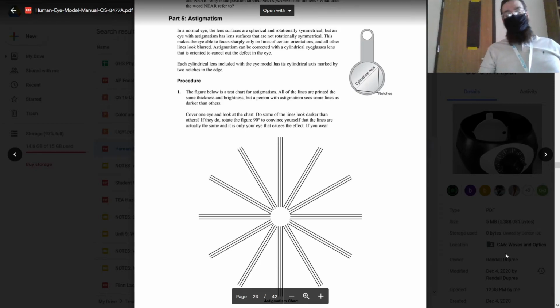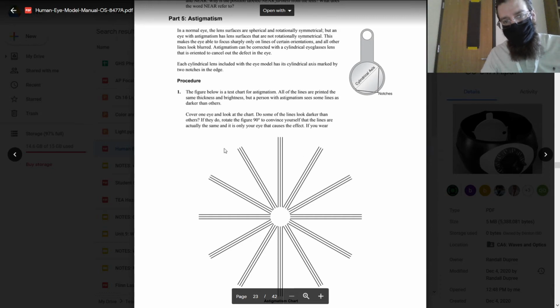Today in the physics lab, we're going to look at astigmatism. With astigmatism, essentially your eyeball is not shaped rotationally symmetrical. First of all, I wanted to point out this chart here from the packet that came with the human eyeball model. It gives you a little test for astigmatism.